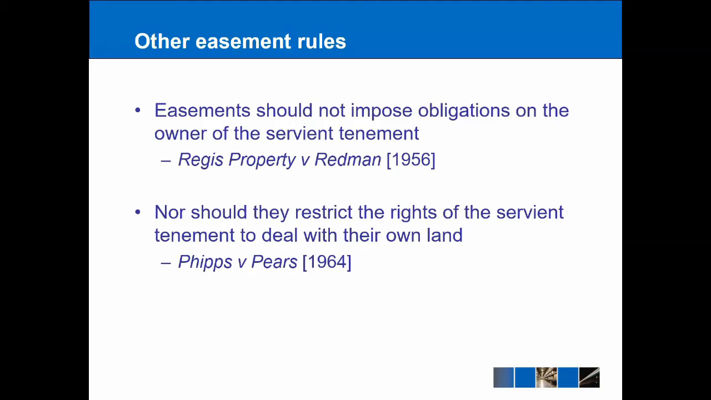Also, in a similar fashion, the easement should not restrict the rights of the servient tenement to deal with their own land. And we saw in the case of Phipps and Pez in 1964 that there couldn't be an easement that would prevent the owner of the servient tenement from choosing to demolish their own property.